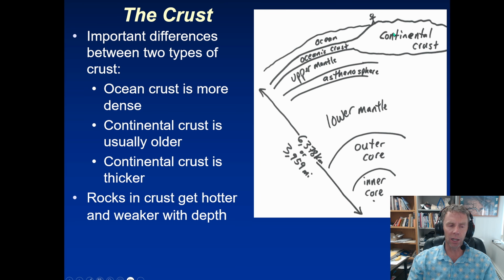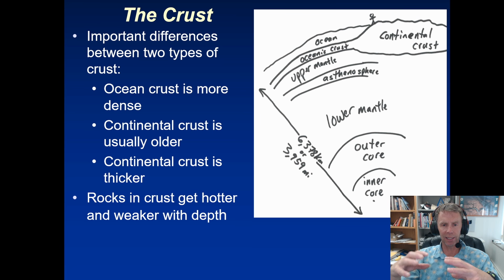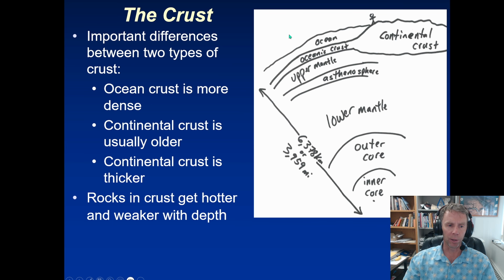Continental crust tends to be a lot older. It's not always true, but it's generally true because the ocean crust, as we'll see once we get to plate tectonics, gets recycled. We don't have a lot of very old ocean crust on planet Earth. But continental crust, because it's buoyant and it resists getting destroyed by plate tectonic processes, tends to endure for not just millions but billions of years, and it can persist for long periods of time.